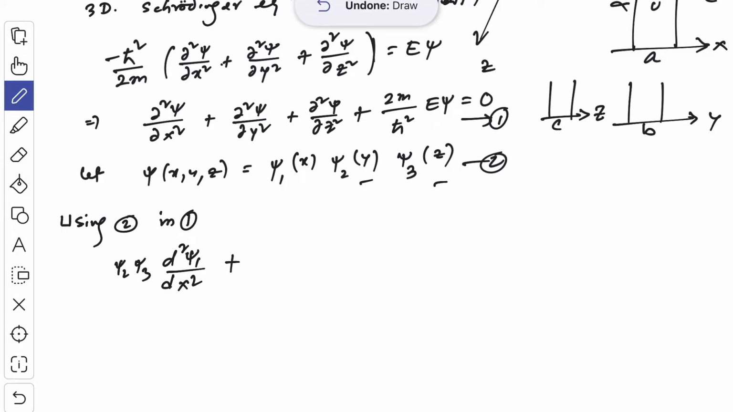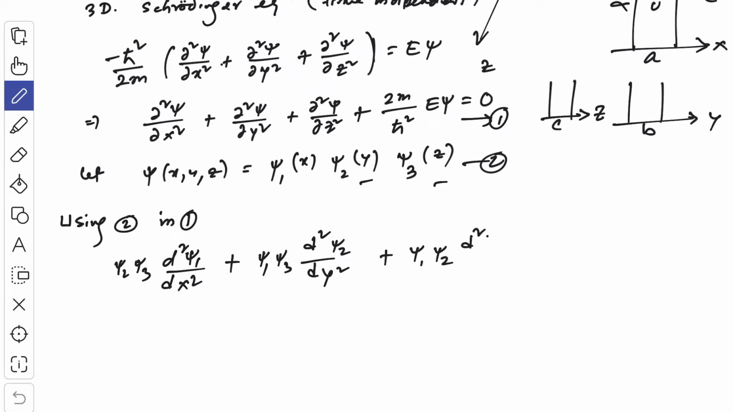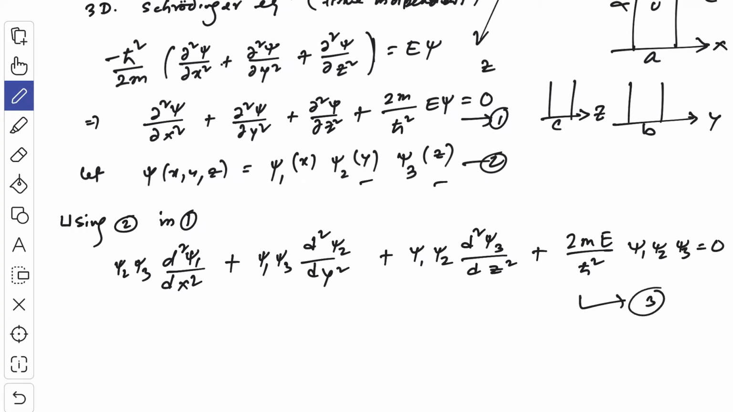Similarly, the next term will be psi 1 psi 3, and the second order derivative of psi 2 with respect to y, and the next term will be psi 1 and psi 2, then the second order derivative of psi 3 with respect to z. I hope you have understood this, plus twice m E by h cut square psi 1 psi 2 psi 3 is equal to 0. So that's what we have got. Suppose this is equation number 3.